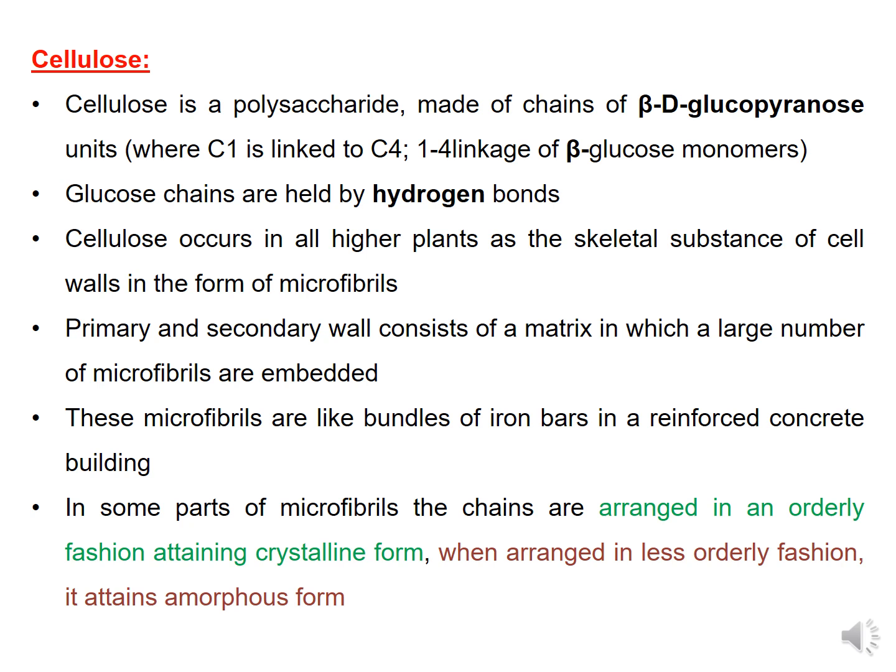Then glucose chains are held by hydrogen bonds. As we know, in cellulose these glucose chains are held together by hydrogen bonds. Cellulose is seen in all the higher plants as a skeletal substance of the cell wall, in the form of microfibrils. The primary and secondary walls also consist of a matrix, in which these microfibrils are embedded, like bundles of iron bars in a reinforced concrete building.